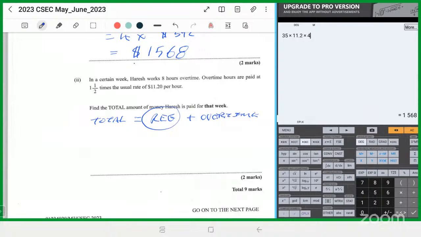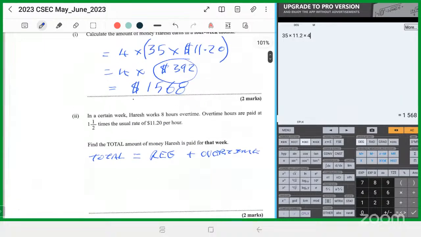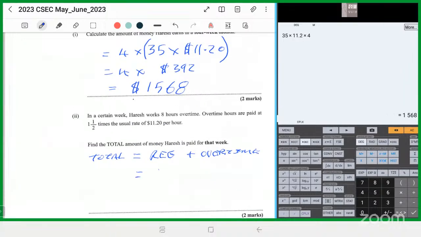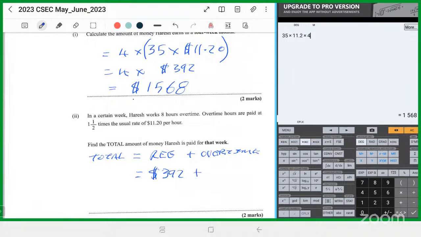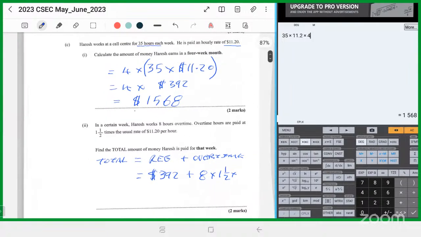The regular amount for the week worked out to 392. So you can put that to yourself. 392. What is the overtime for 8 hours? 8 hours times the overtime rate. The overtime rate is 1.5 times the regular rate. So 8 hours times the overtime rate, which is 1.5 times the regular rate of 11.20.